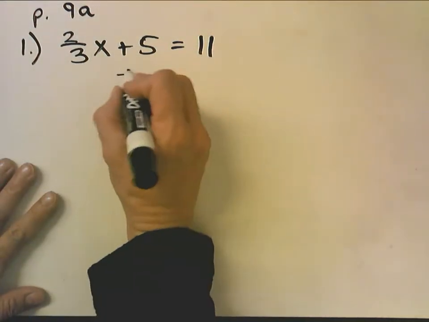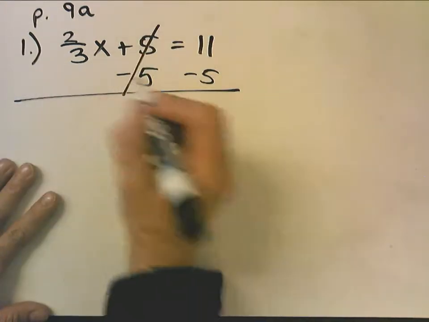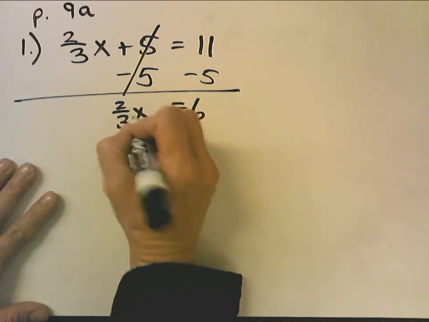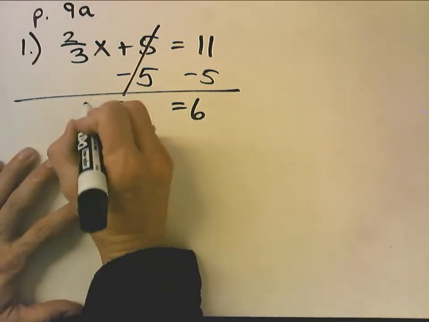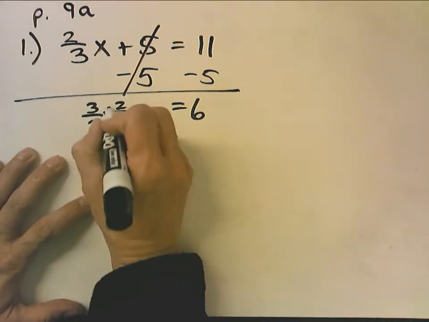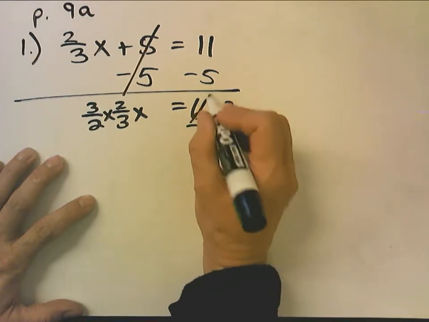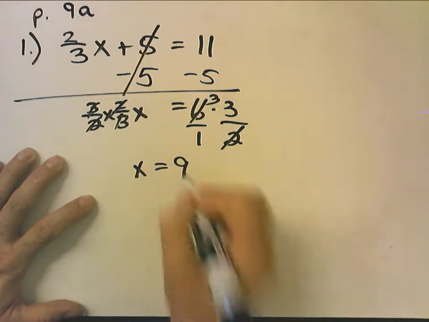The best thing to do here is to subtract 5 from both sides, because we always undo addition first. And now I have 2/3 x equals 6. Well, now I can multiply, I have a choice. I can multiply both sides by the reciprocal. And if you remember to do that, that is the easiest. This goes away and we get x equals 9.